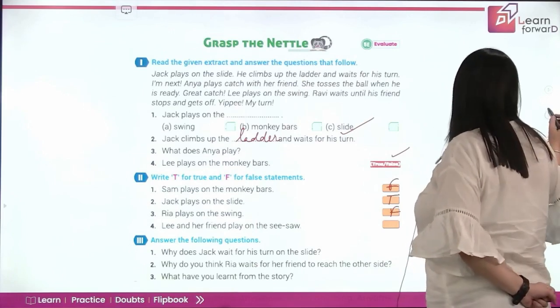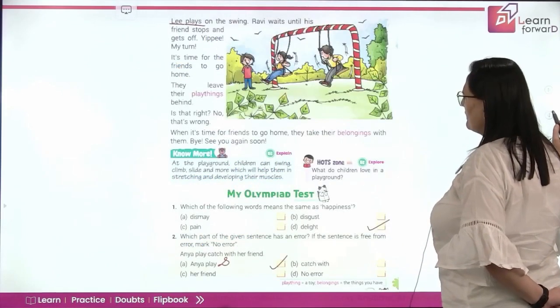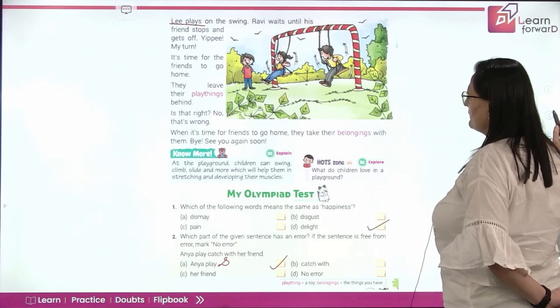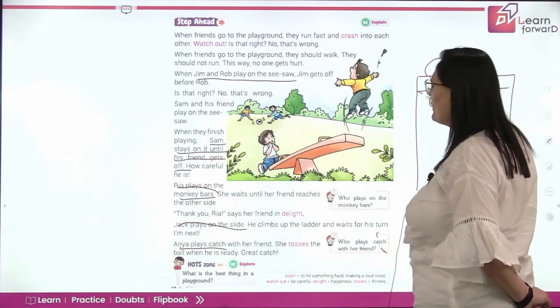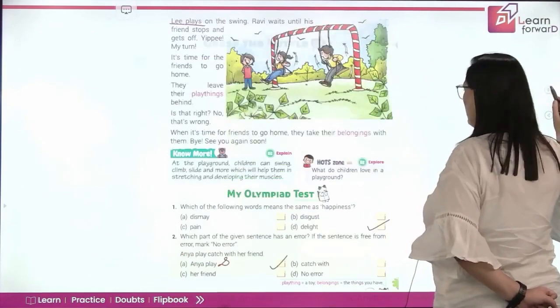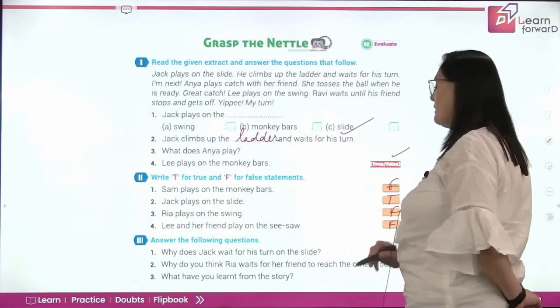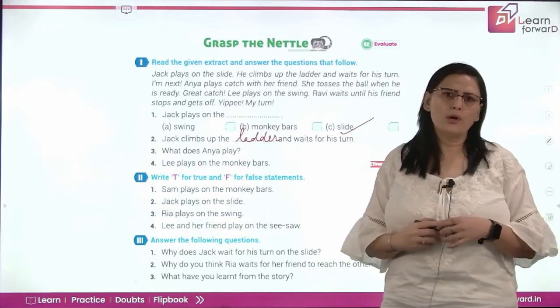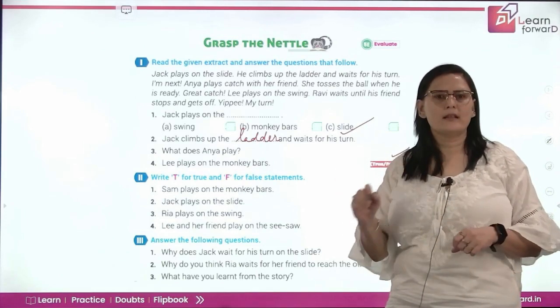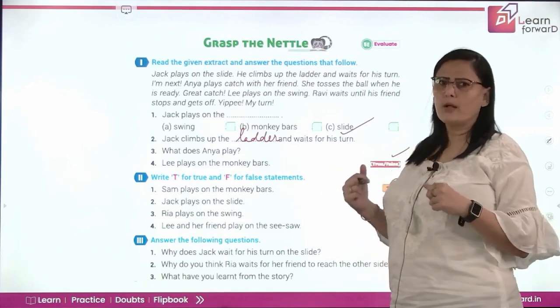Lee and her friend play on the seesaw. Let me check. No. Who played on the seesaw? It was Sam and his friend who played on the seesaw. So again, false. See, when we have so many characters, it really creates confusion. So this time, to avoid confusion, I underlined the sentences so that we can answer them without wasting time.